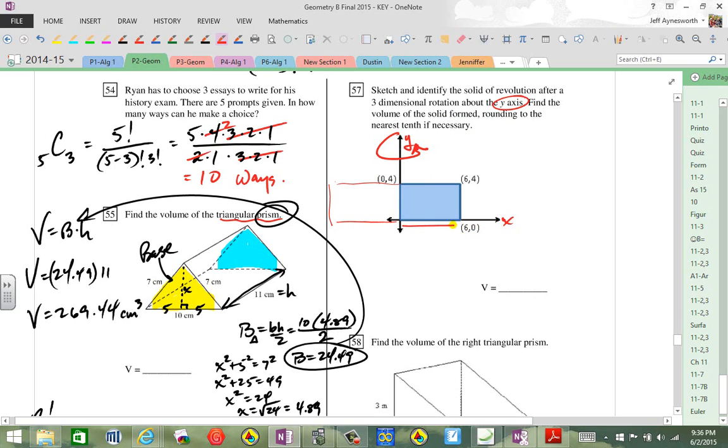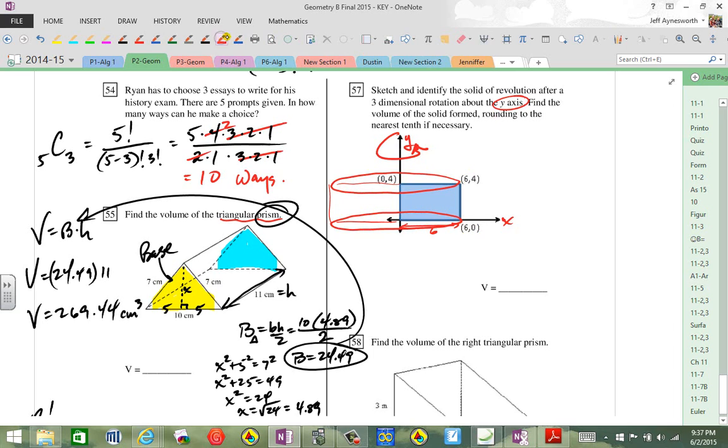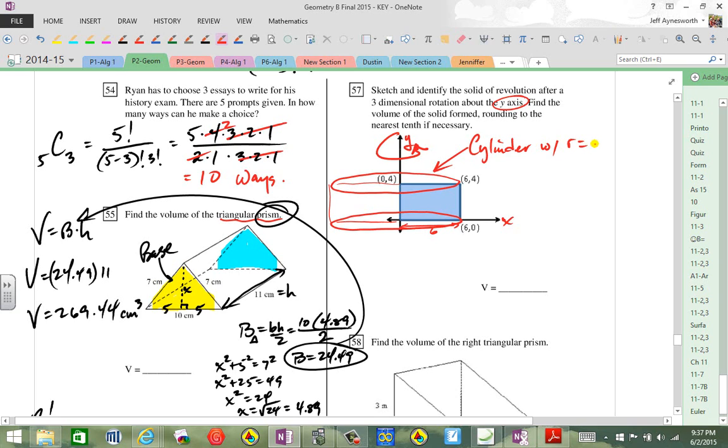All right, this distance here is 6. And if you swing it around, it's going to look like this. Oh my goodness, it's going to look like a cylinder here, guys. Okay, it's a cylinder with radius equal to 6. And the height right here, if it's 6 comma 4, this is the height. Well, that's obviously 4 because to get to 6 comma 4, you got to go right 6, up 4.